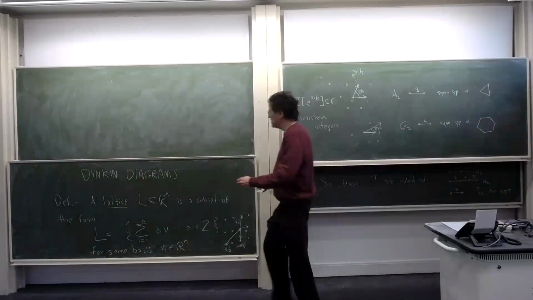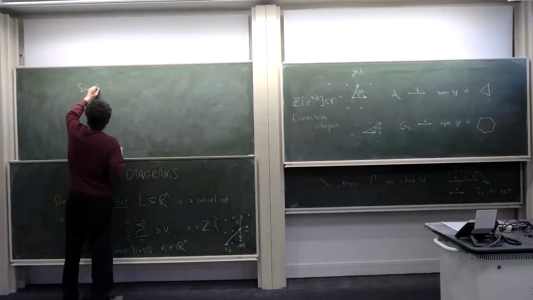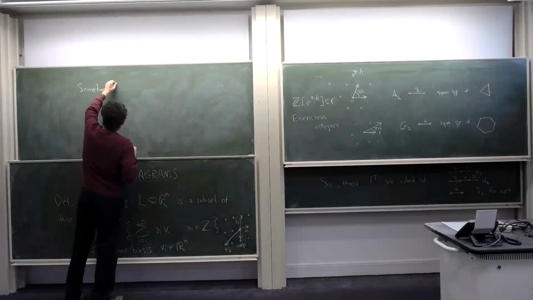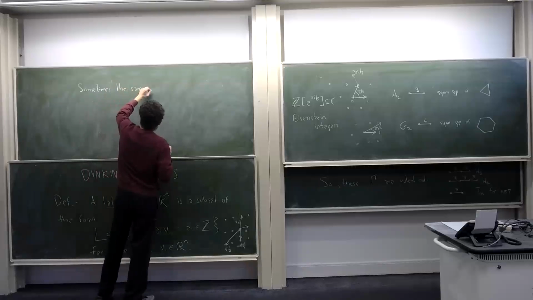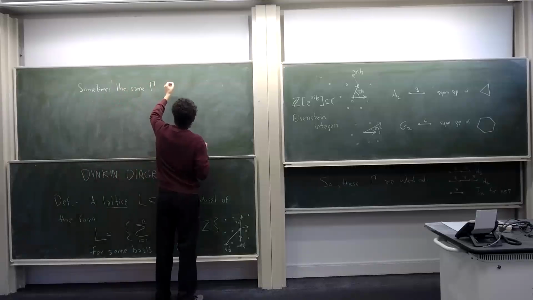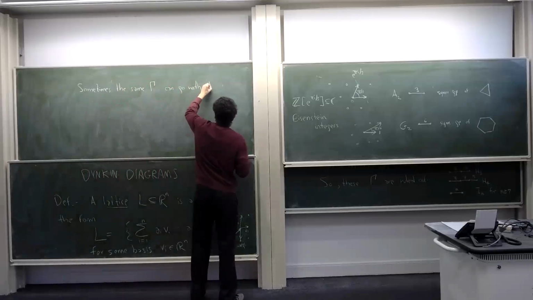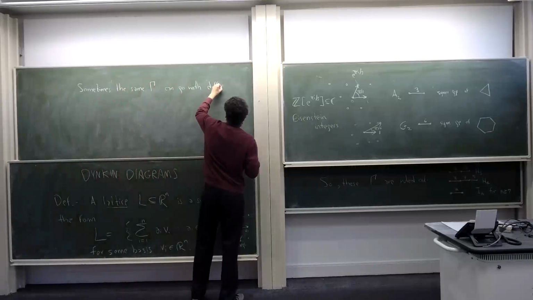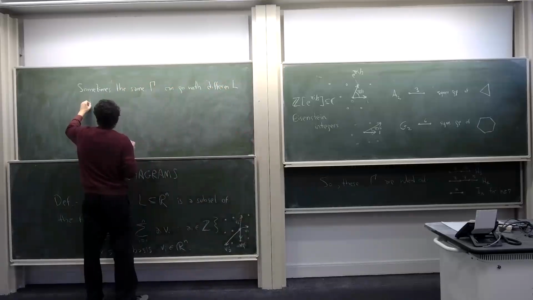And the third issue is that sometimes the same finite reflection group can go with different lattices to give different root lattices.